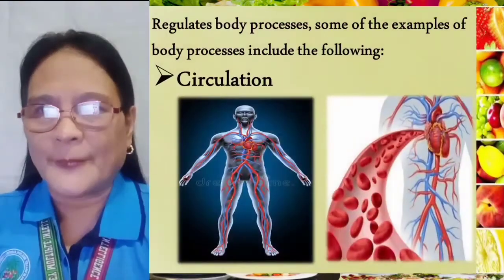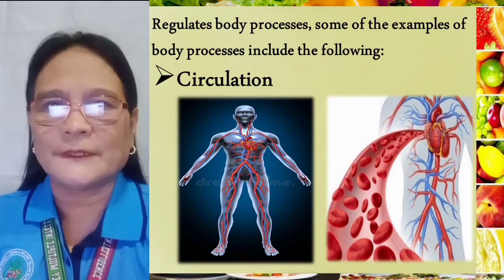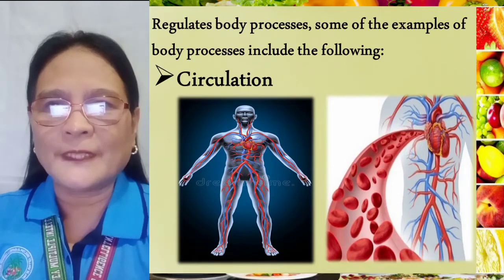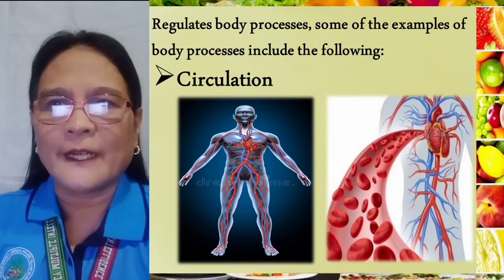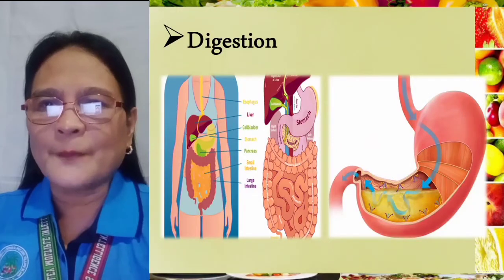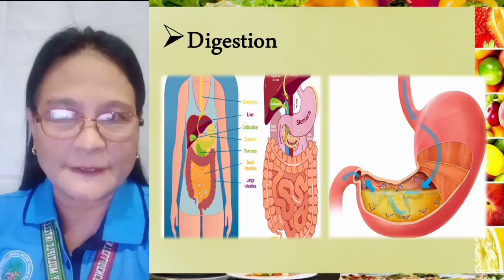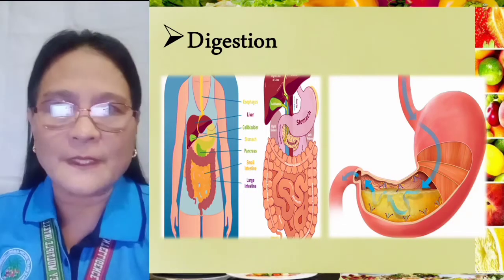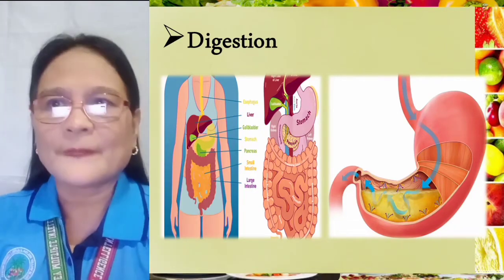Food regulates body processes. Some of the examples of body processes include the following. Circulation. It is the body process that involves the movement of the blood through the heart and blood system. Digestion. It is the body process in which food is broken into tiny particles through mastication and by the action of enzymes converted into nutrients and used by the body.